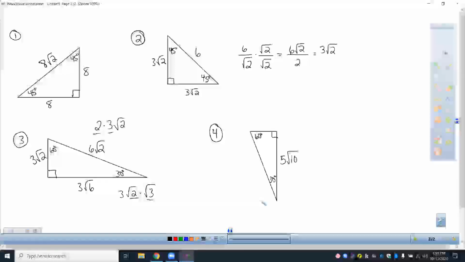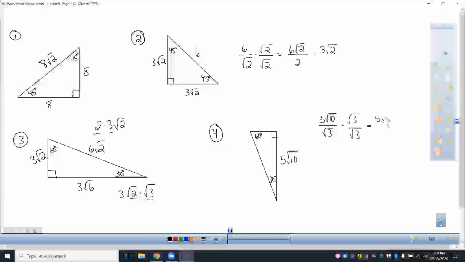Okay, so what side's been given to us here? Yep, the long leg. So if we have the long leg, we have to go where next? We have to go to the short. We can't go to the hypotenuse because there's no rule that takes us directly there. So to go from long leg to short leg, we do what? All right, so 5 square roots of 10 divided by square root of 3. And we can't leave the square root of 3 in the denominator, so we're going to rationalize.